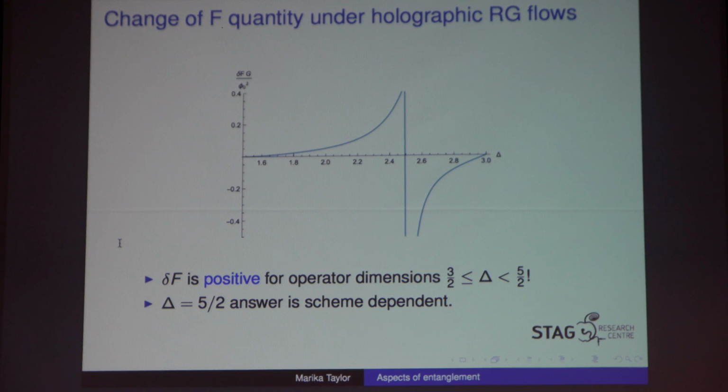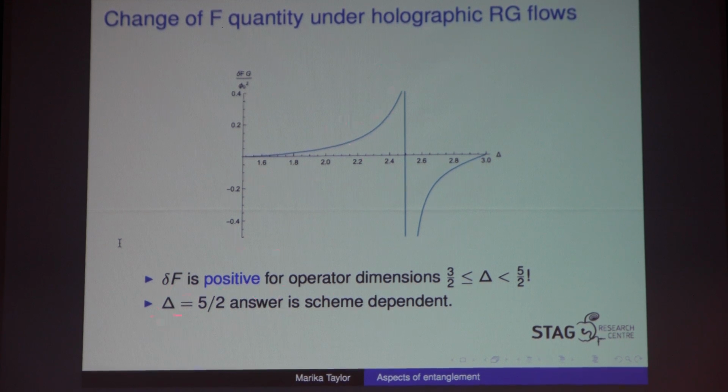We said that F is meant to decrease when we do a relevant deformation of the theory. Okay, and so we've calculated, we switched on a perturbation, we worked to order source squared, and we say, what is the change in F? And we say, okay, it's negative, so F decreased. But in the range of 3/2 to 5/2, the quantity is actually positive.